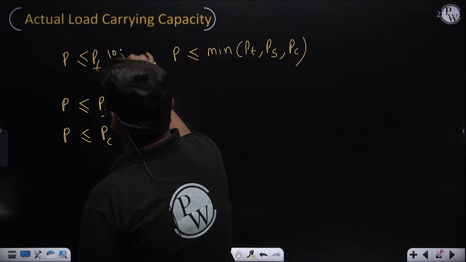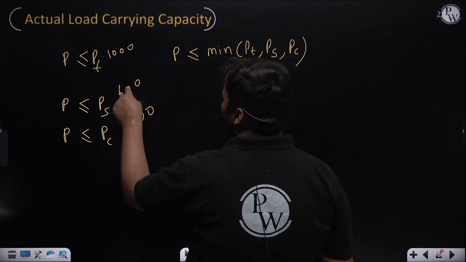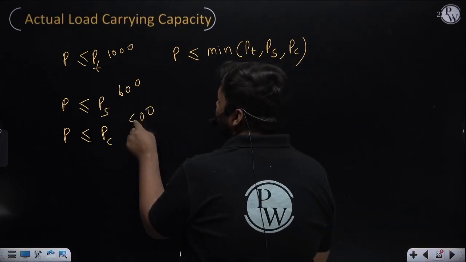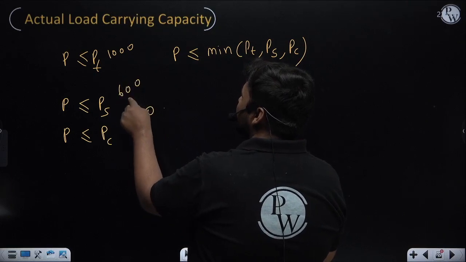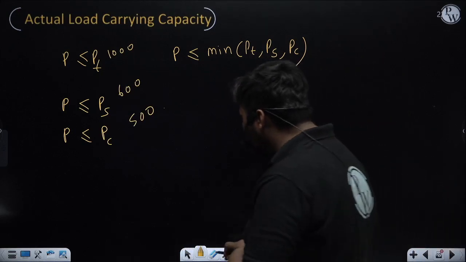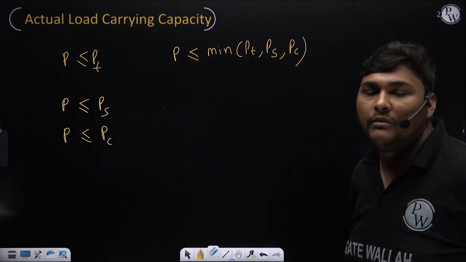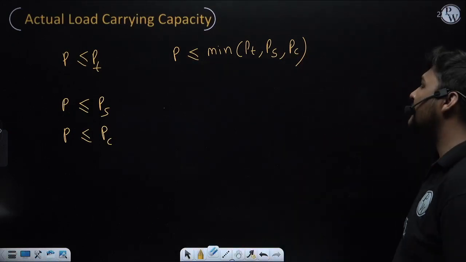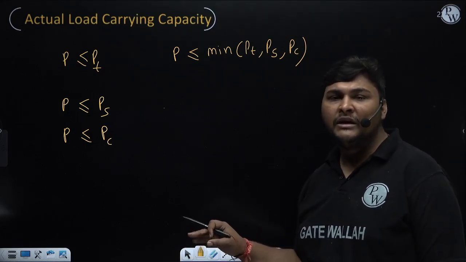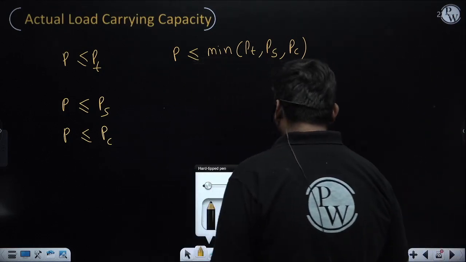Because suppose if it is 1000, 600 and 500, we need to ensure actual load P should be less than or equal to 1000 also, less than or equal to 600 also, less than or equal to 500 also. If I am ensuring actual load P is less than or equal to 500, then it will automatically be less than 600, and automatically less than 1000. So can I say actual load P should be less than or equal to the minimum of the load carrying capacities coming from considering all types of failure, that is the minimum of PT, PS and PC. Whatever failure you are considering, calculate load carrying capacity from that failure criteria.